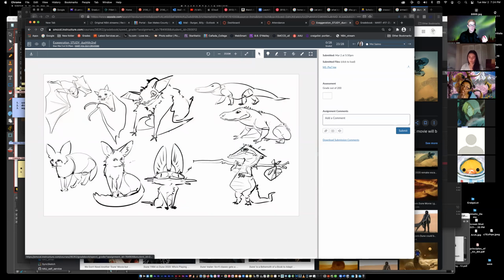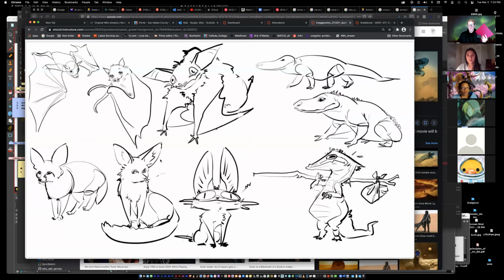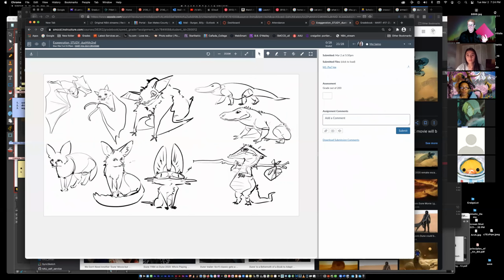Got three bats here. Okay, this is good. This is great. Oh, be careful. It looks like you're borrowing from Pokemon here. But I don't know if there's a fennec fox in Pokemon, is there? Oh yeah, there could be. Yeah.